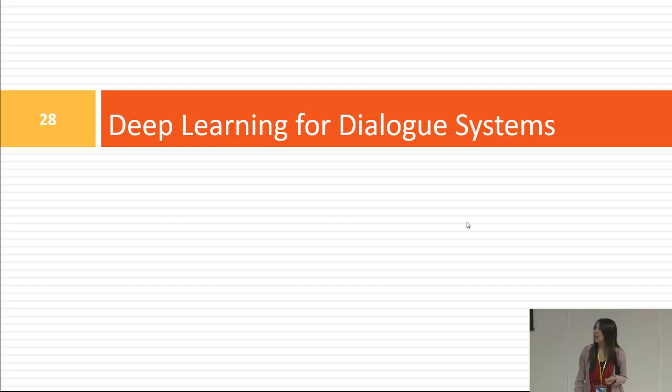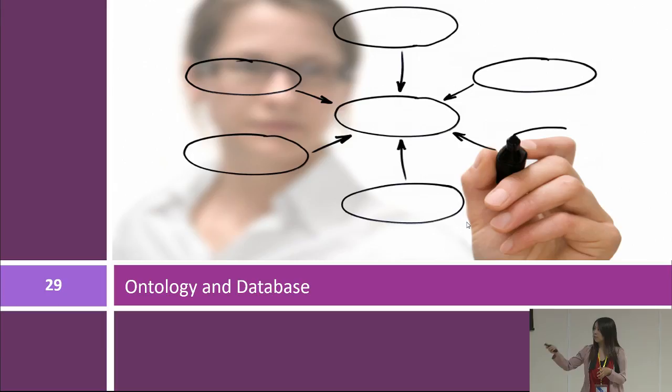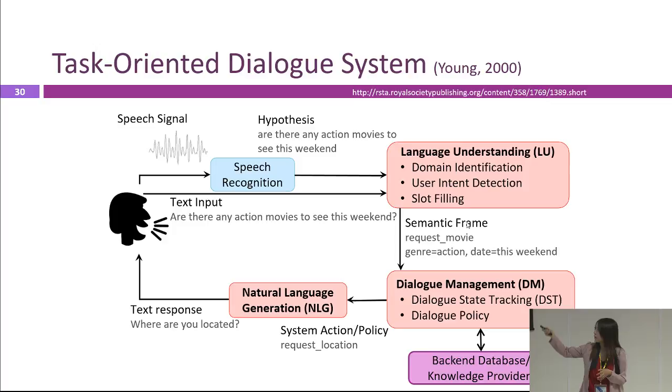Okay, so we have a basic idea about the whole framework of a dialog system. And let's see how we can use deep learning for each component. First, we need to have the domain ontology, which is very important. It's related to these two parts, the database and also the language understanding.